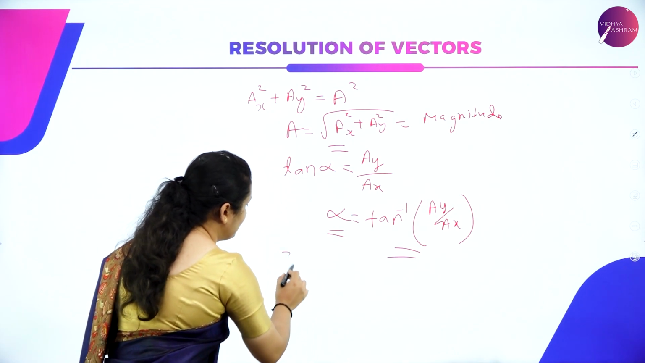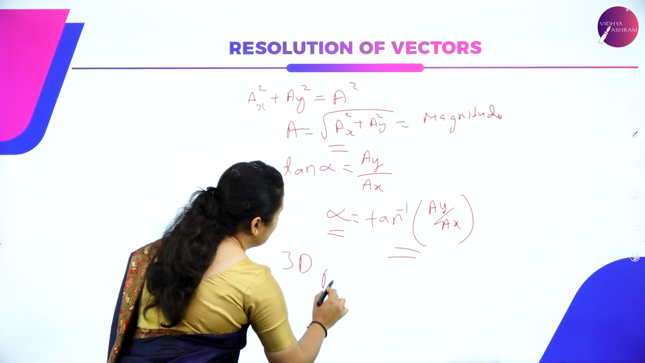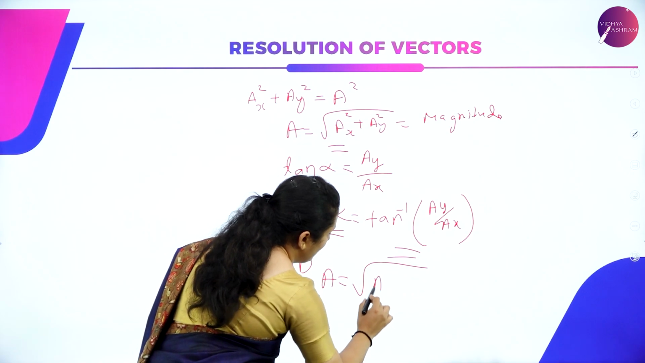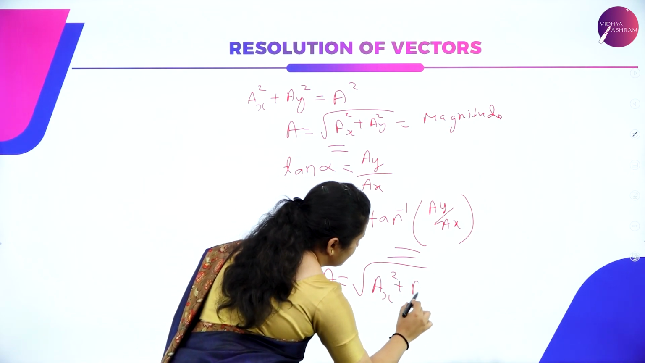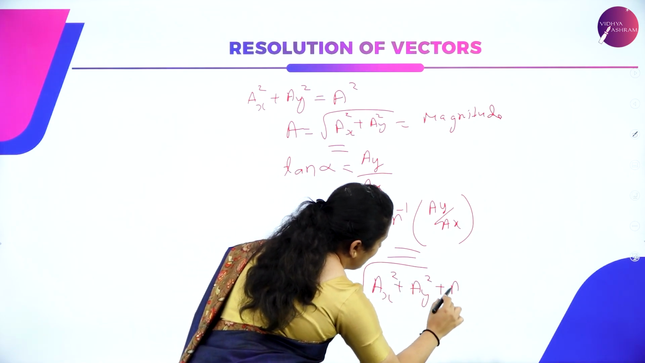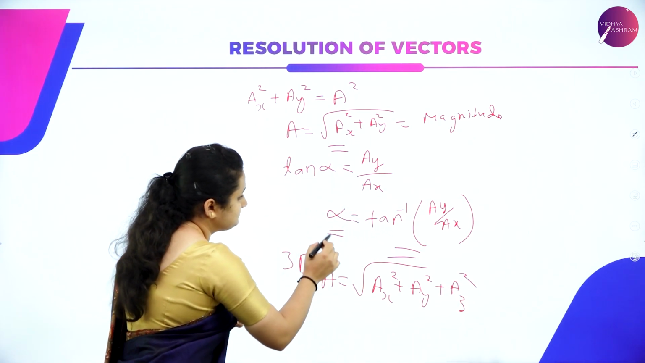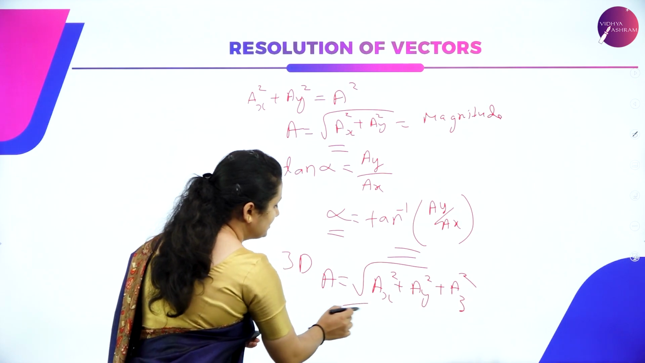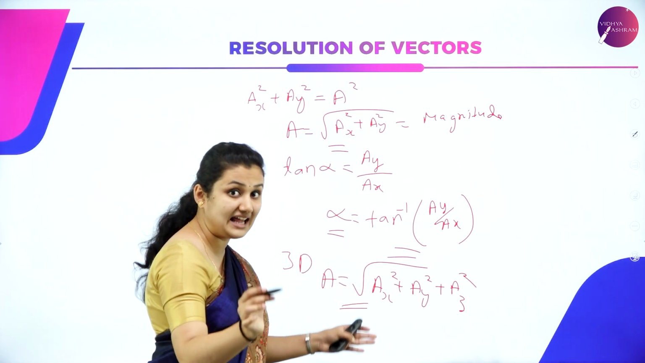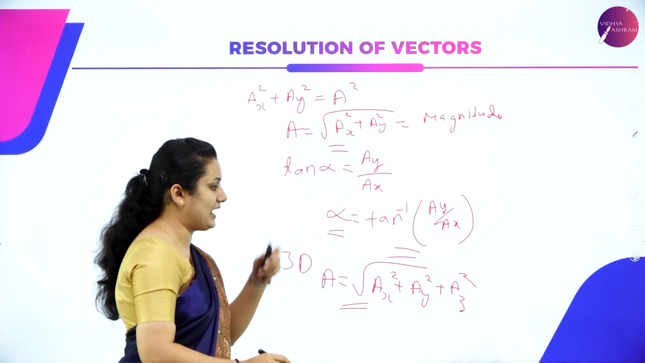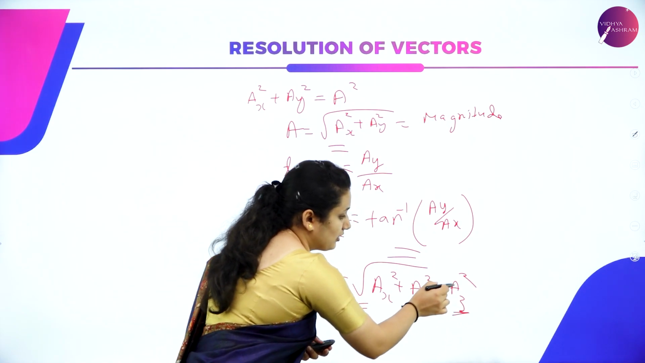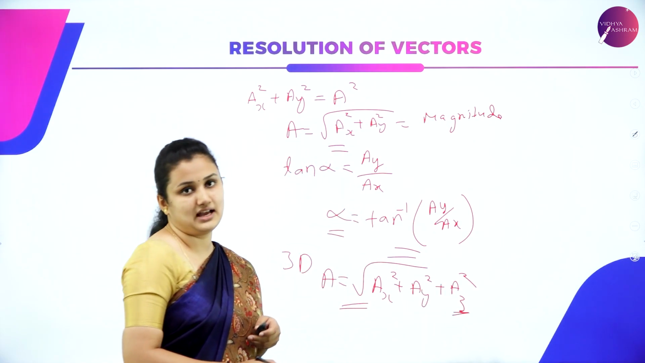If you have 3D, then the magnitude will be A is equal to root of AX square plus AY square plus AZ square. This is in case of 3 dimensions. If you have x, y and z axes, then this will be the magnitude. We will have the component of A along the z direction.